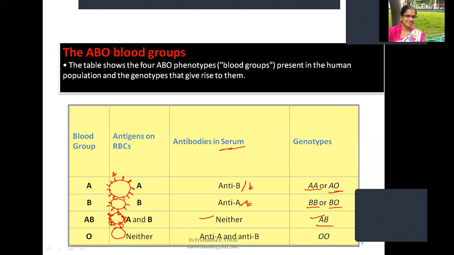Then if the person is O blood group, there won't be any kind of antigens on the cell surface, neither, nil. In the serum, you can see the presence of anti-A antibodies and anti-B antibodies, and the genotype will be OO. Just imagine, if the person is A blood group and you treat this person with anti-A serum, what happens? The A antigen and the anti-serum agglutinate with each other, and we can see the formation of clumping of the RBCs.